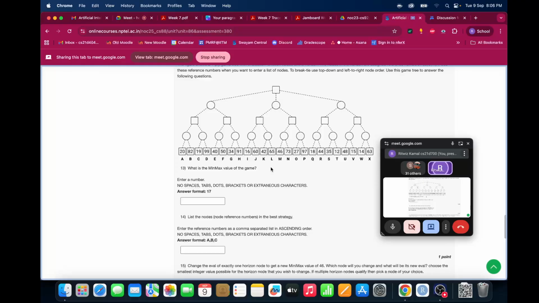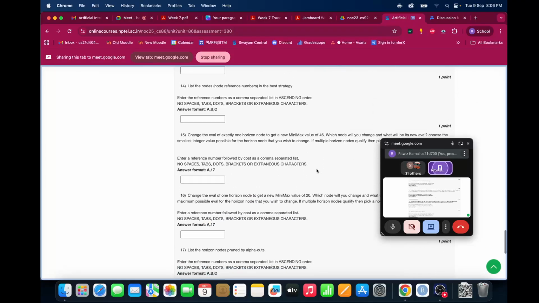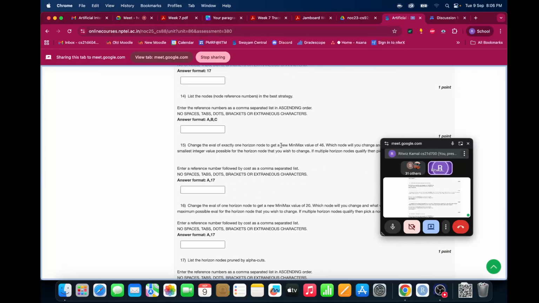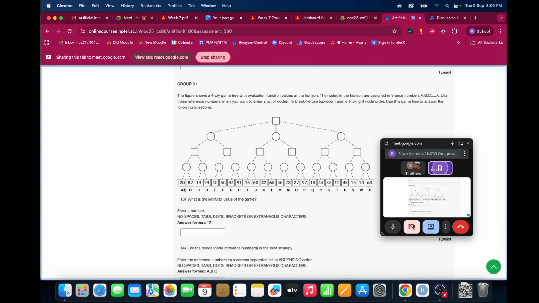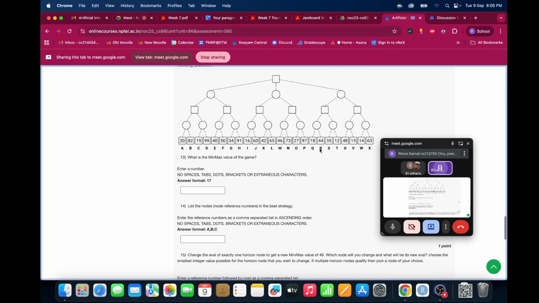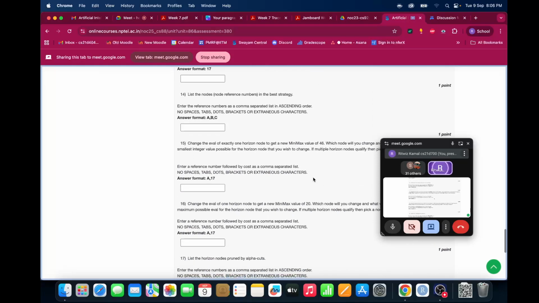So it just says to change the eval of exactly one horizon node to get a min max value of 46. What it essentially says is that you have to choose one of these horizon nodes, and replace the current value with the given value, so that the final value you get in the root node is 46, and you have to try that out.